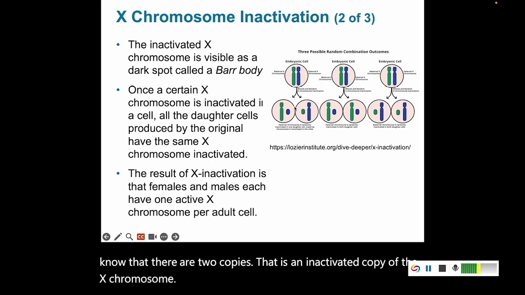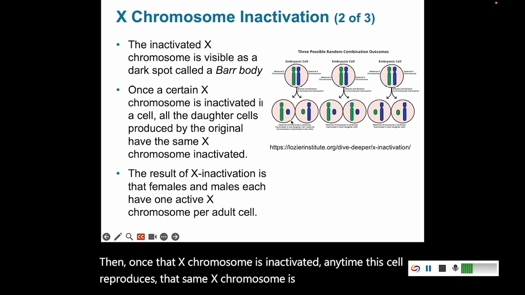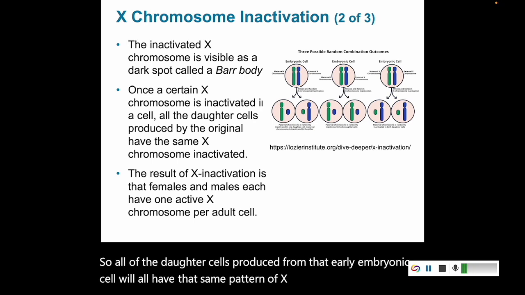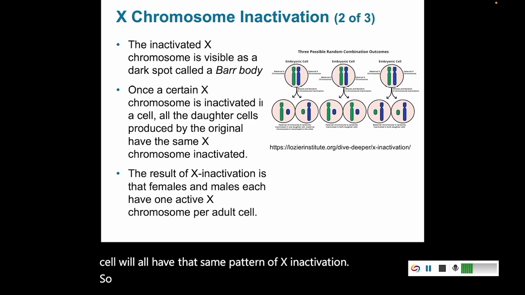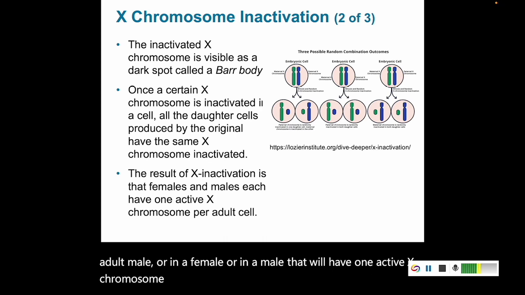Then once that X chromosome is inactivated, anytime this cell reproduces, that same X chromosome is going to be inactivated. So all of the daughter cells produced from that early embryonic cell will all have that same pattern of X inactivation. So overall, you'll end up with cells in an adult female or in a male that will have 1 active X chromosome. Regardless of how many X chromosomes are there, only 1 is going to be active.